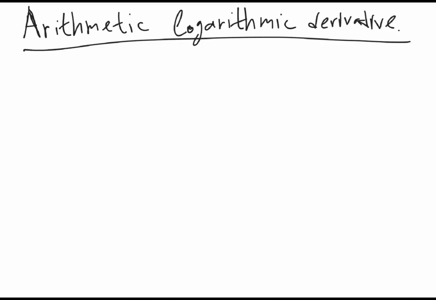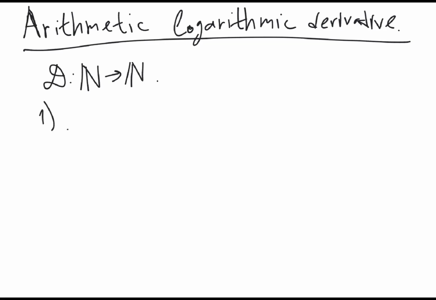Okay, in this video I'm going to talk about arithmetic logarithmic derivative. So recall that the arithmetic derivative, not logarithmic, but just the full arithmetic derivative, is defined. So it is a function d from natural numbers to natural numbers, and it is defined by two properties.